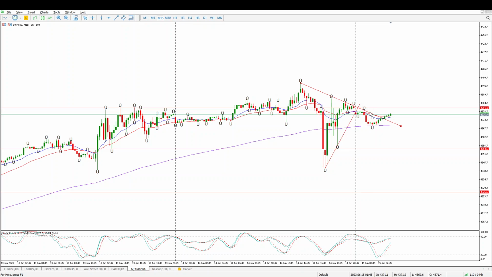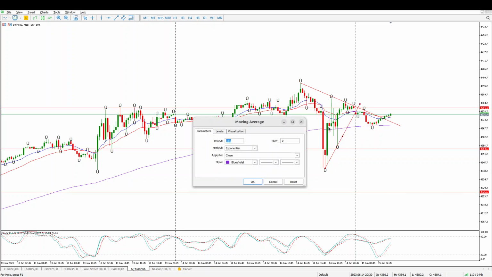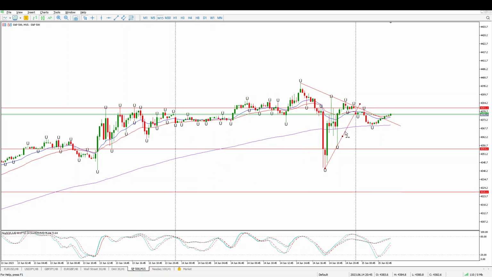So I'm just going to lock those levels in. So we had a consolidation, we had a consolidation yesterday.